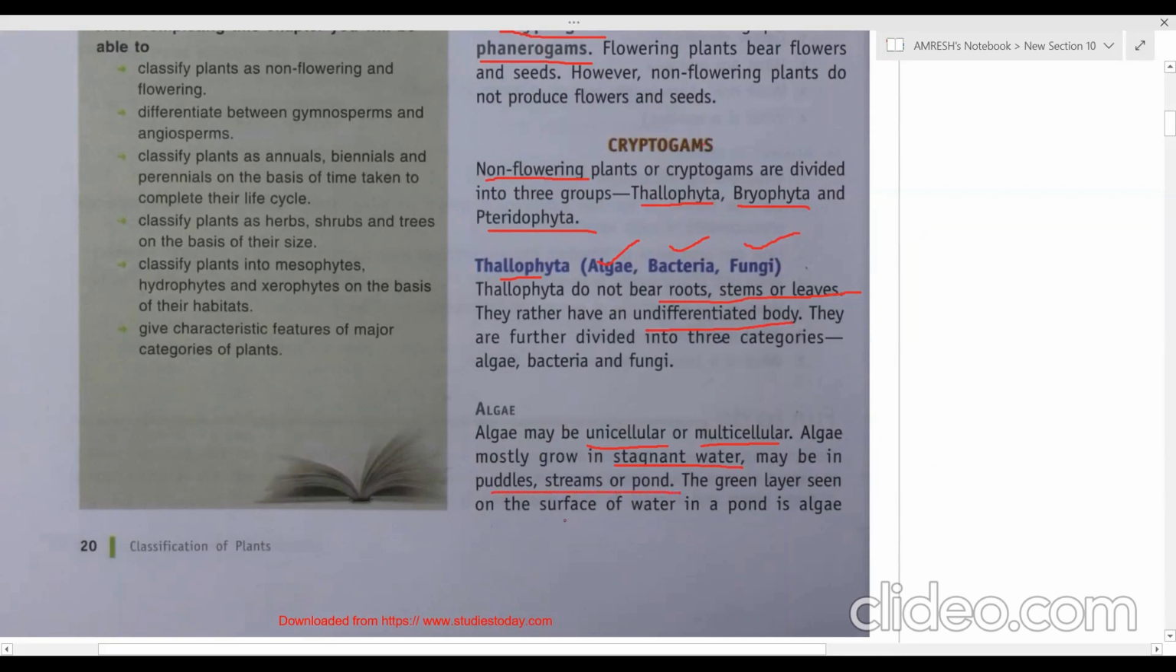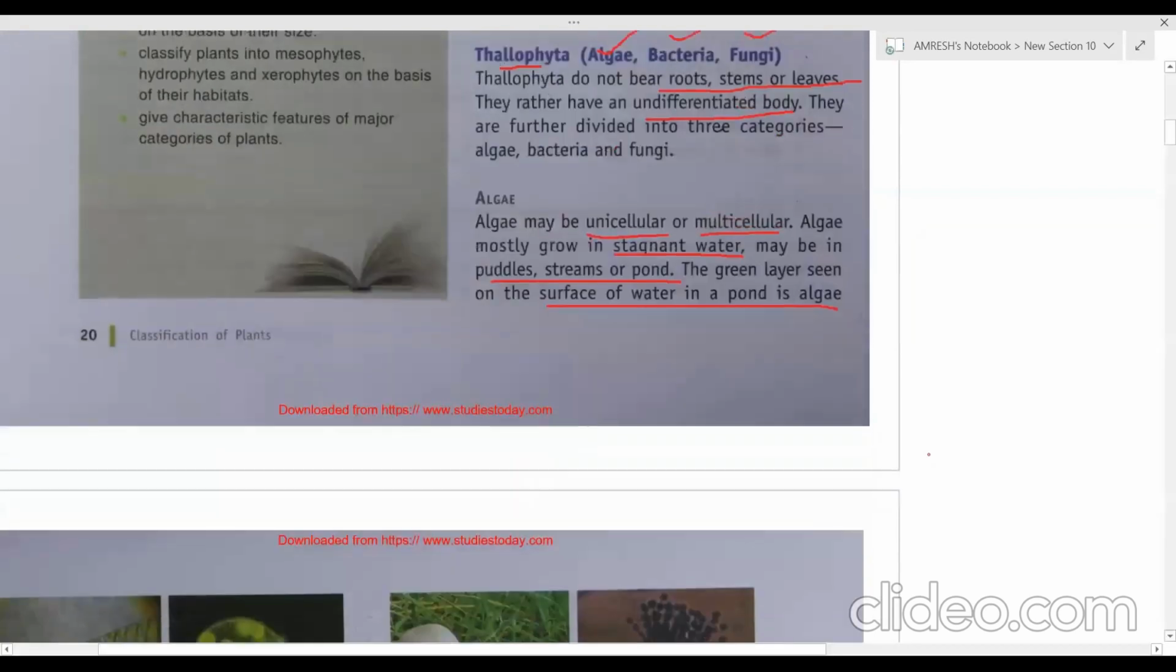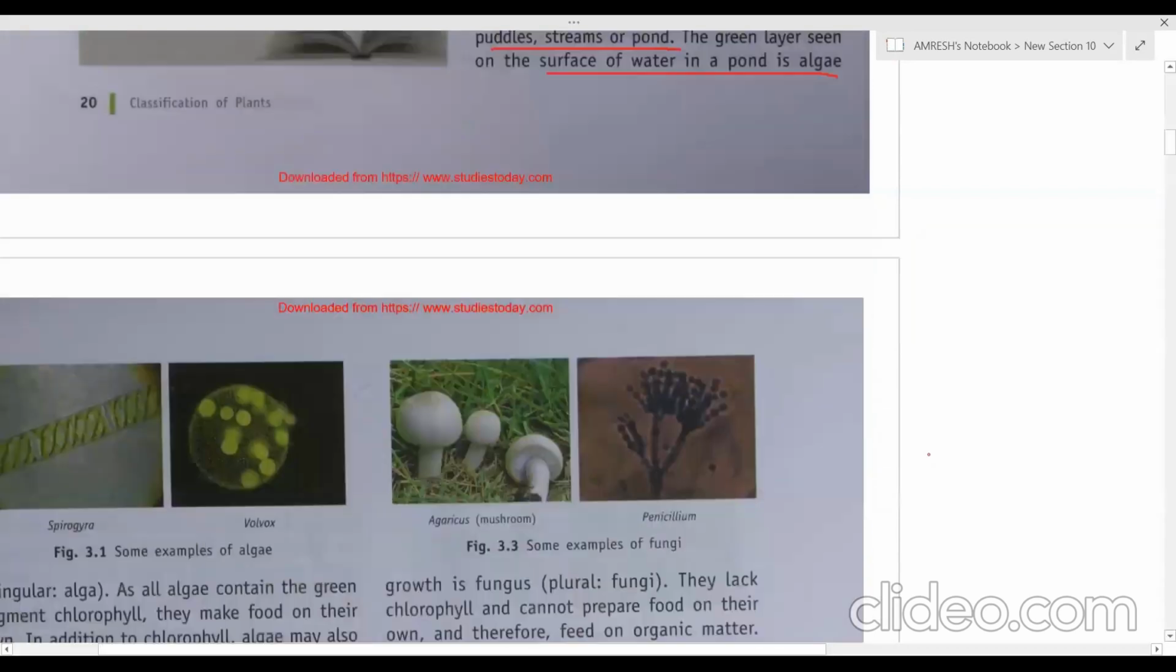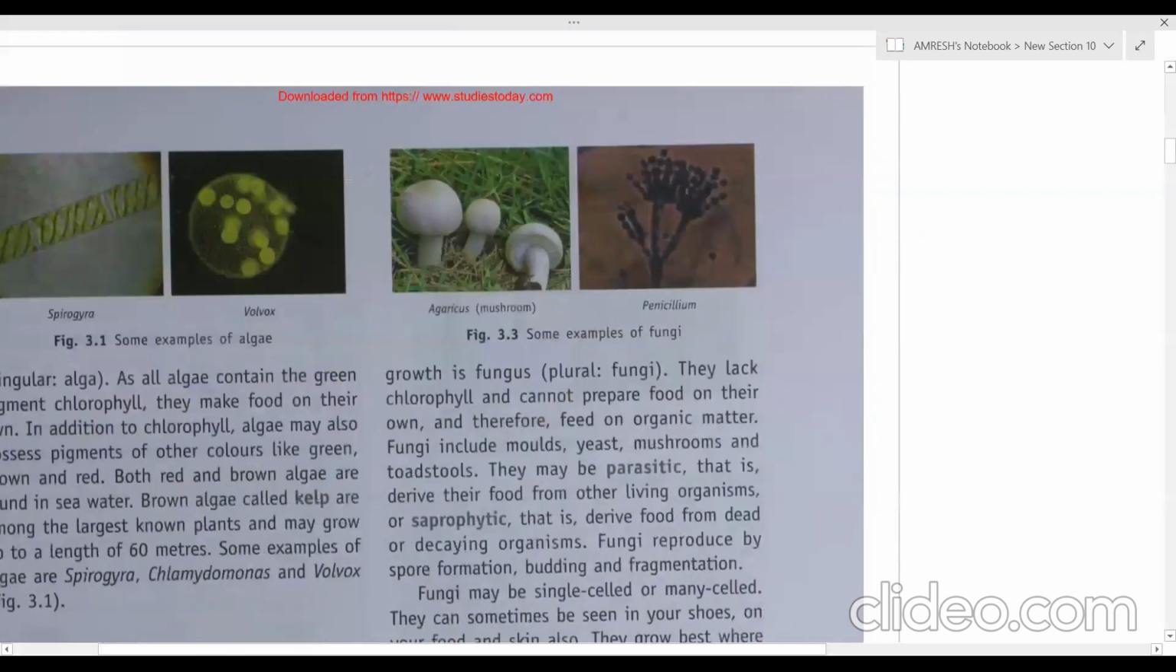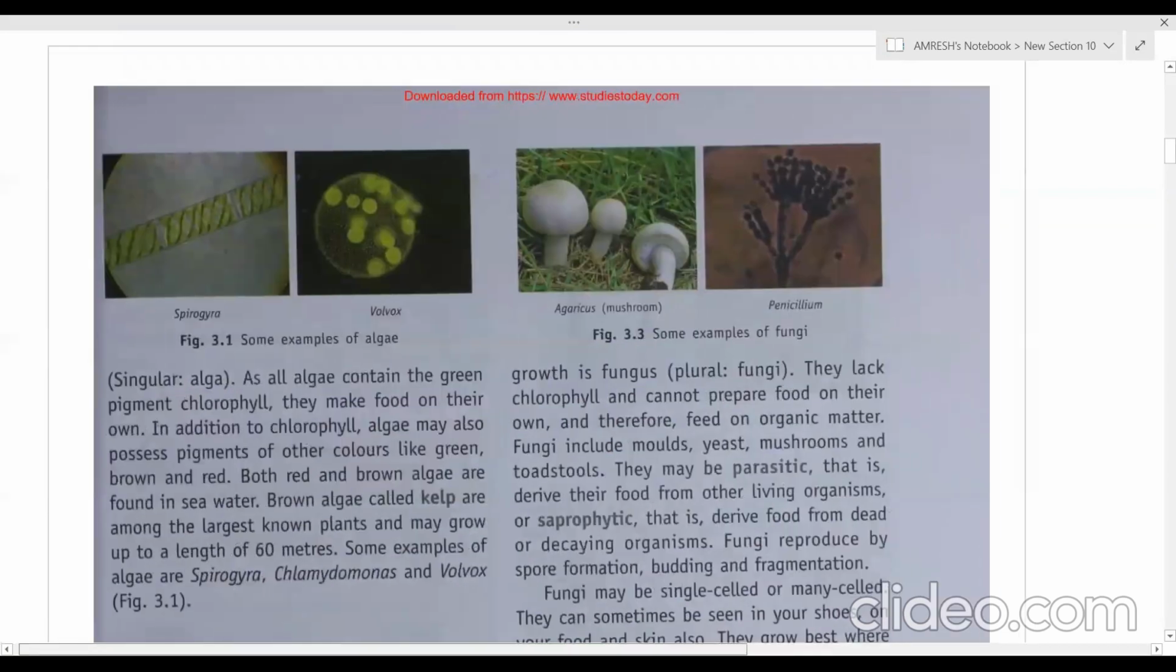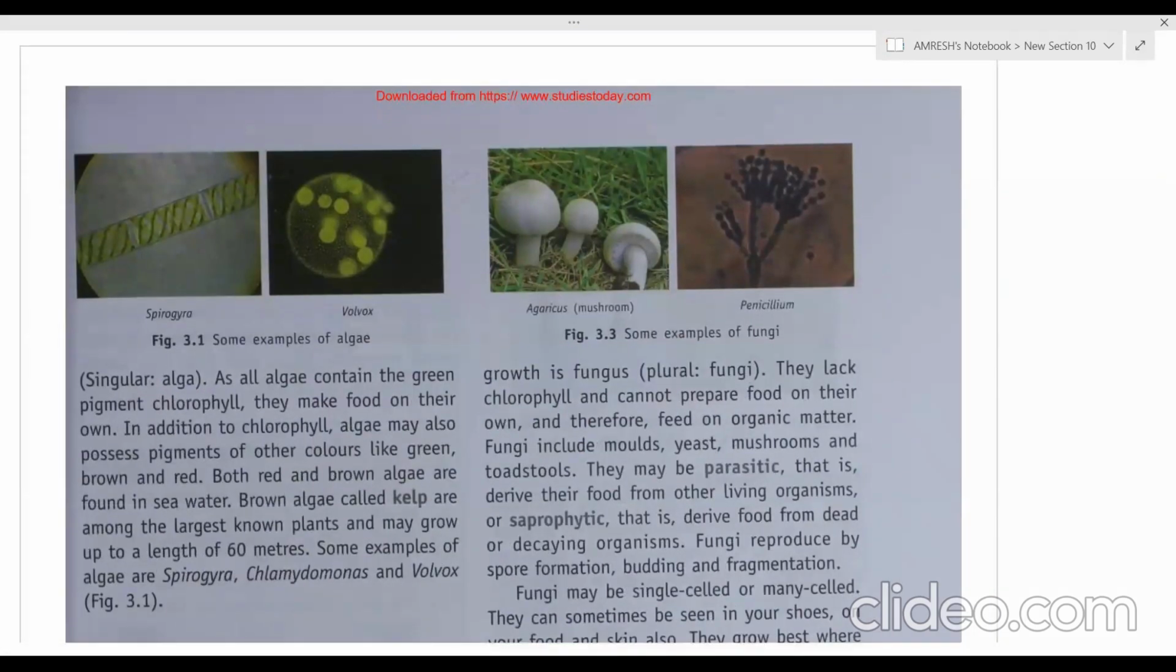The green layer seen on the surface of water in the pond is algae. You will go to a pond which is not used or polluted. You will see a green layer is formed on the pond. That is the algae. Or in the rainy season also on the walls of your home you can see algae grown. So they grow in puddles, that is your marshy, little bit wet areas, or ponds.